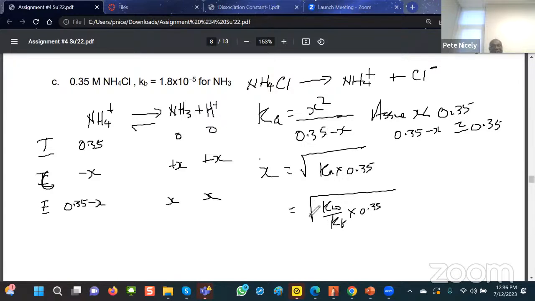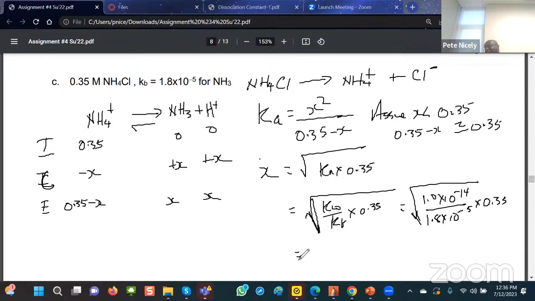So basically, let me just make sure that this is done correctly. That will be equal to the square root of Kw, which is 1.0 times 10 to the minus 14, divided by Kb, which is 1.8 times 10 to the minus 5, multiplied by 0.35. All right. Very good.